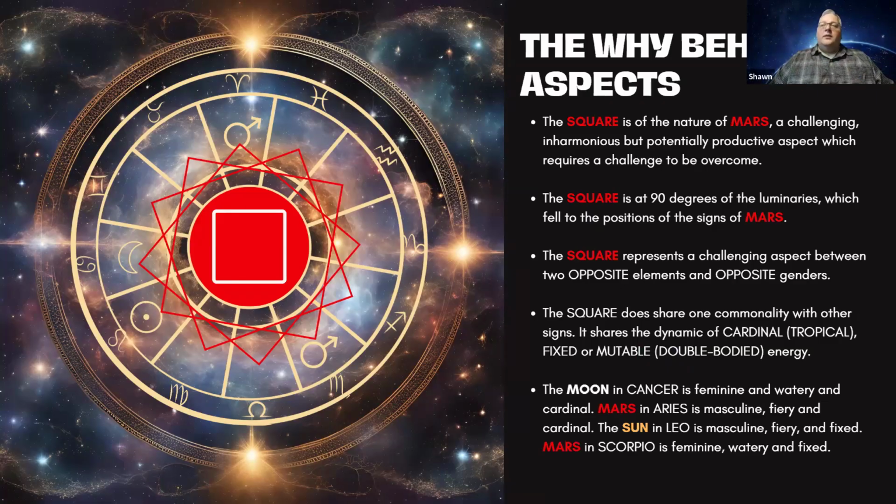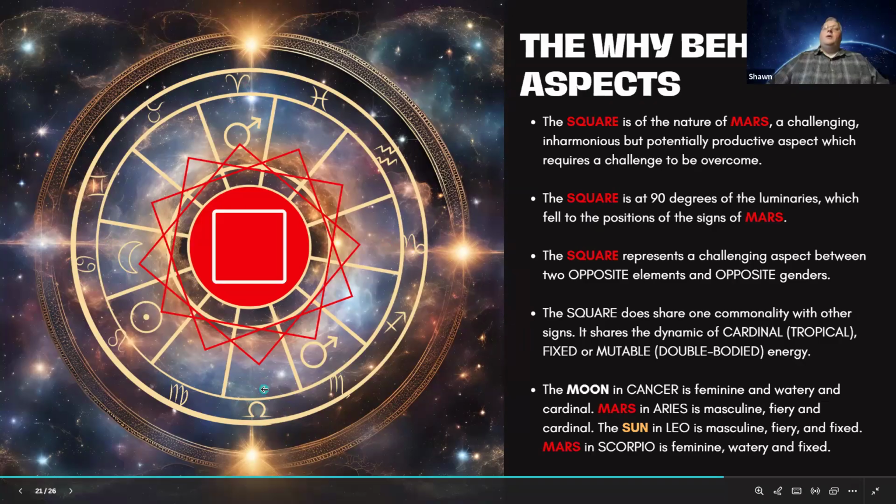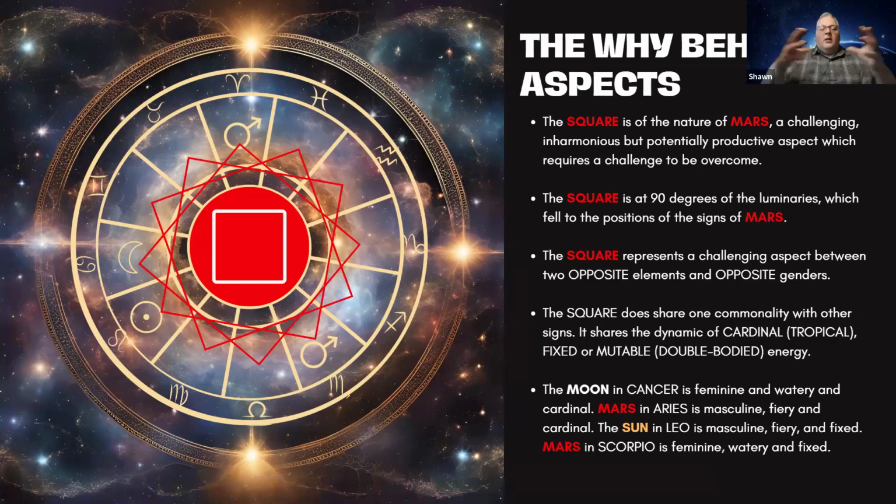There were 4 cardinal signs. We have Cancer, the beginning of summer, Aries, the beginning of spring, Capricorn, the beginning of winter, and Libra, the beginning of fall. Fixed signs were the middle of a season or where the energy of that season is held. The 4 fixed signs were Leo, the fixed energy of summer, Taurus, the fixed energy of spring, Aquarius, the fixed energy of winter, and Scorpio, the fixed energy of fall.